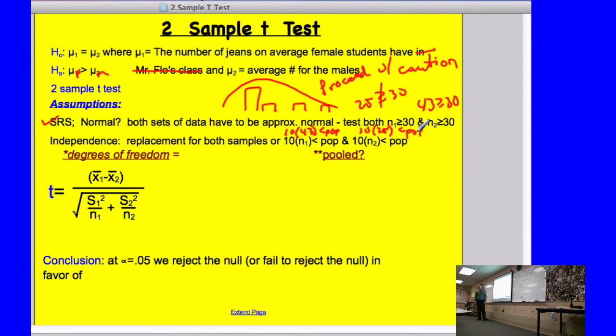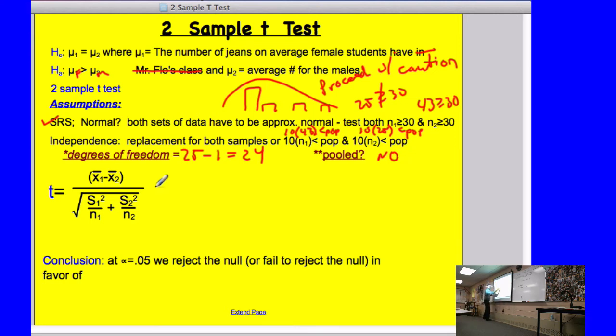Degrees of freedom. What's my degrees of freedom? Because we're doing a T, 24. 25, the smaller of the two, minus 1, which is 24. Pooled? No. Okay. Then we set it up.